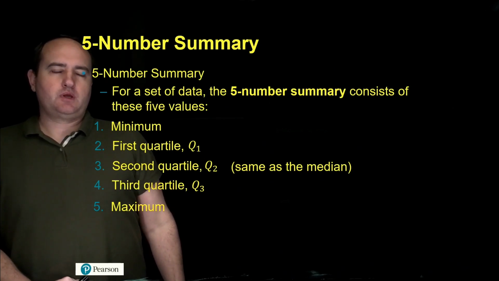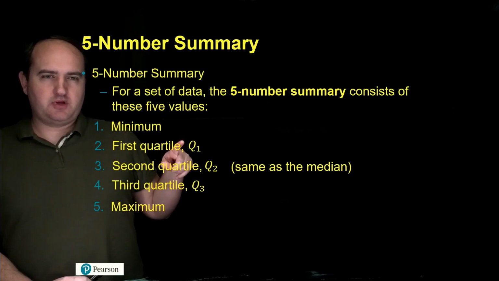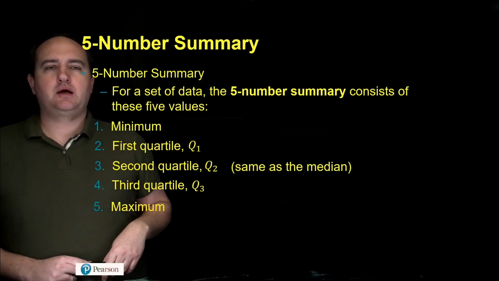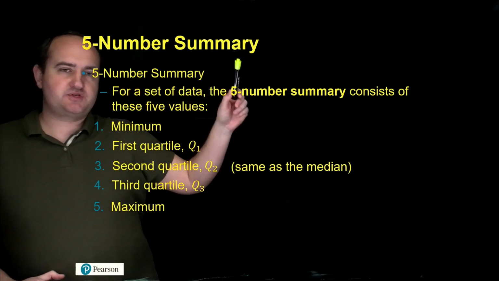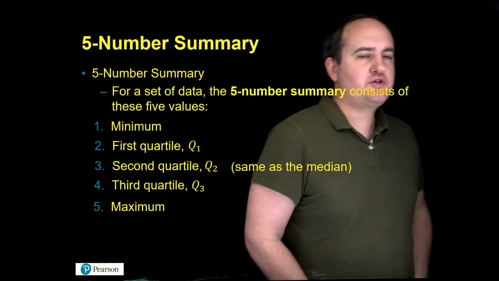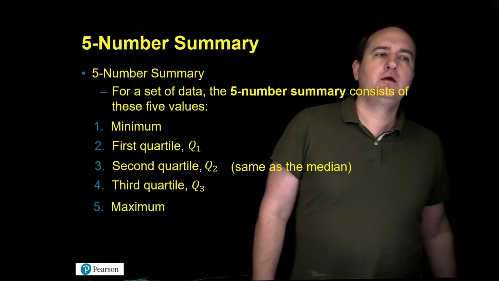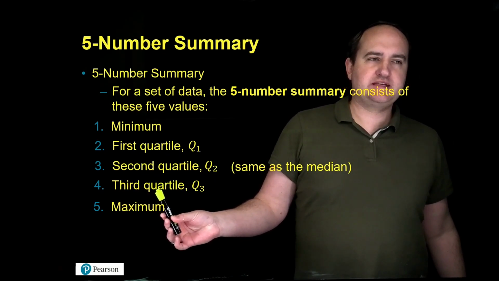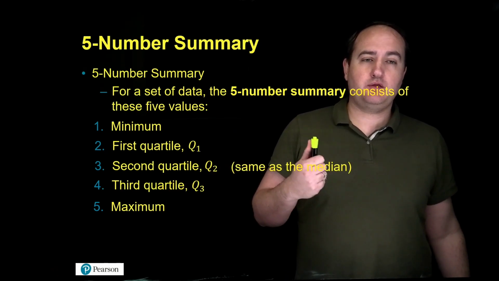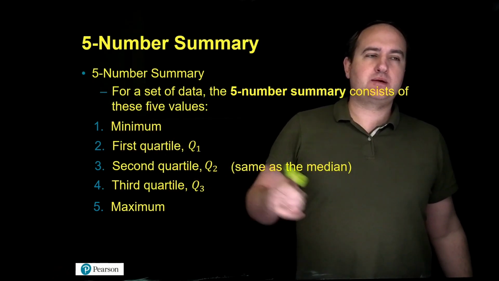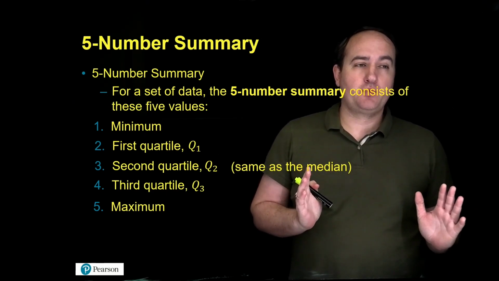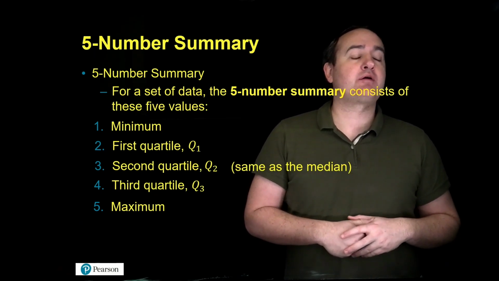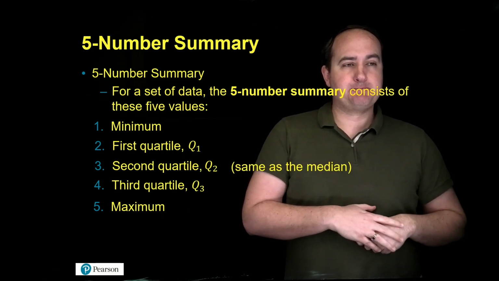Okay, so before we jump into an example of quartiles, let's talk a little bit more. I wanted to talk about the 5-number summary. Once you understand quartiles, the 5-number summary is actually very easy to calculate. It's what we're going to use to construct a box plot, which is a special type of graph that we're going to learn about today.